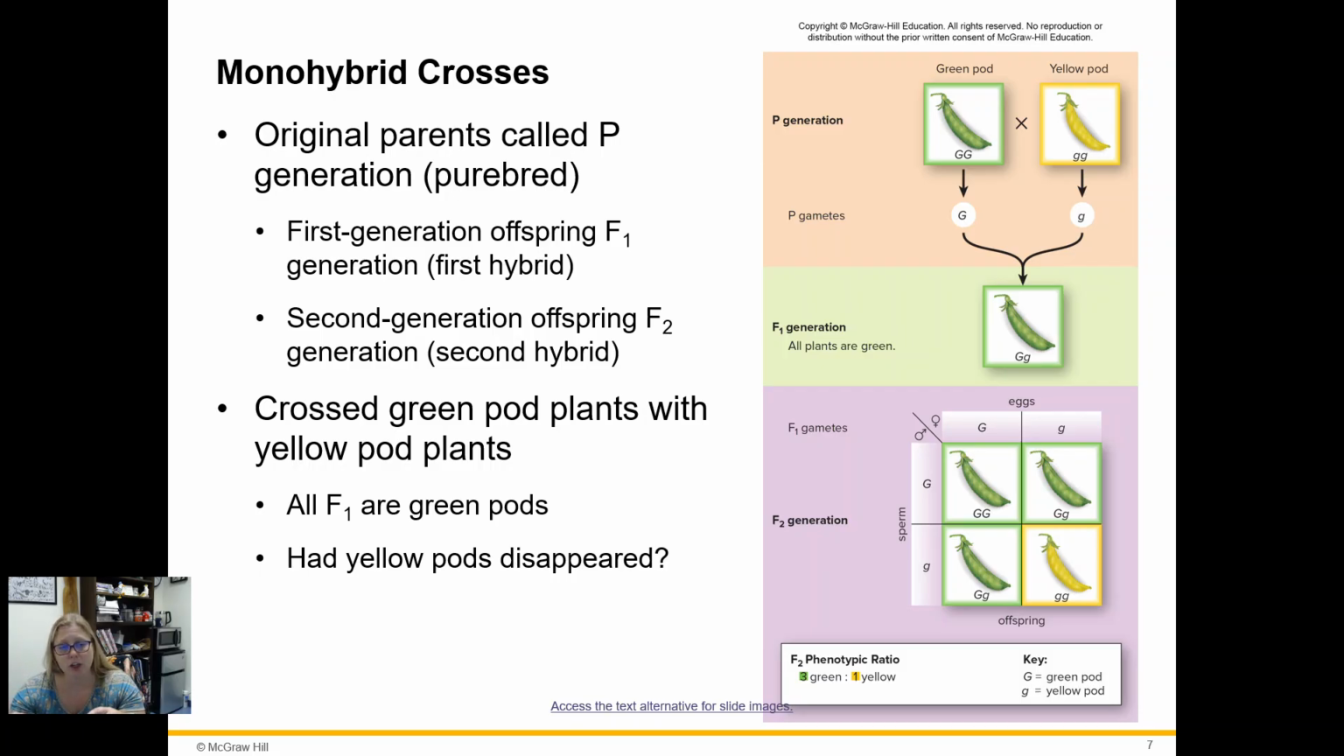Their first generation crosses are all going to be heterozygous. And then the second generation, those F1s that crossed to produce F2 offspring, those F2 offspring do produce yellow individuals. So why does that make sense, right?